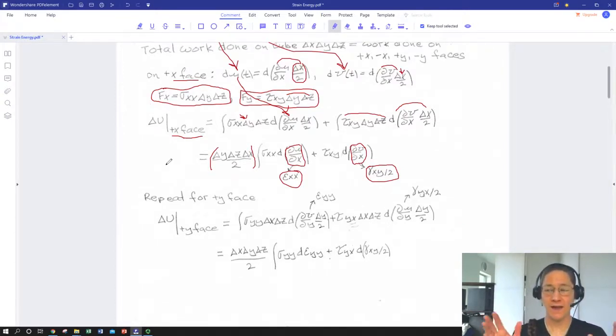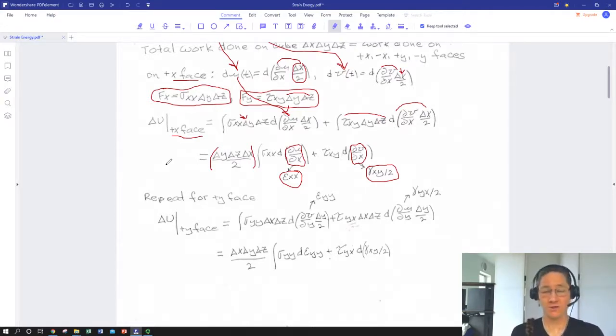So now we have basically the work done by the shear stress and the normal stress operating on the x face and resulting in certain amounts of displacement in the x and in the y direction based on its position on the x face. Well, now we can turn around and do the same thing with the y face.